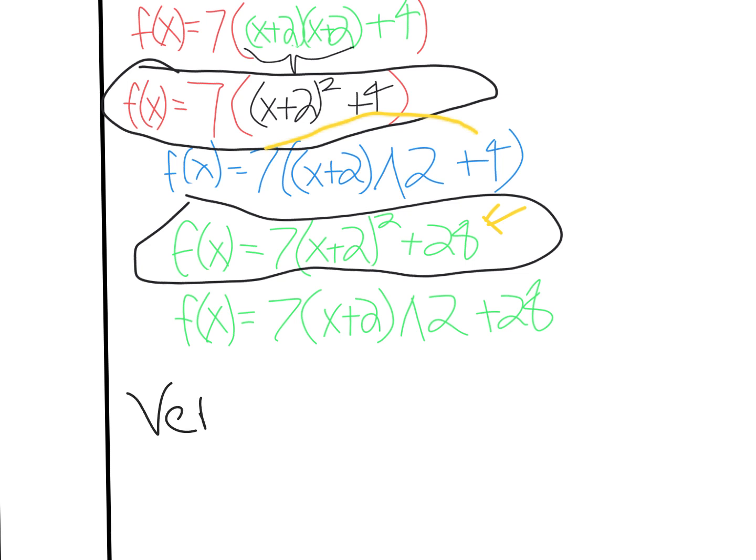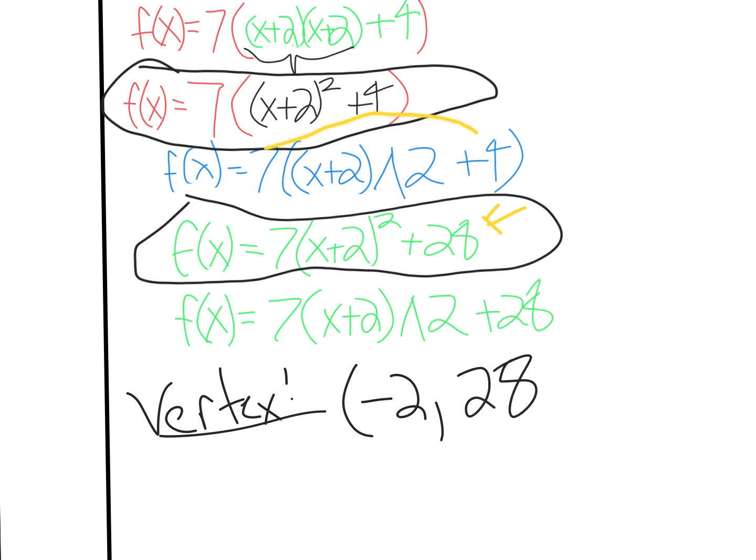So anytime we convert to vertex form, I'm going to follow up by asking you, where's the vertex? Okay, so it's easier to identify the vertex when it's in the green form. So the x-coordinate is at -2. Flip the sign on the inside, because the formula says x minus h squared plus k, and k would be 28.